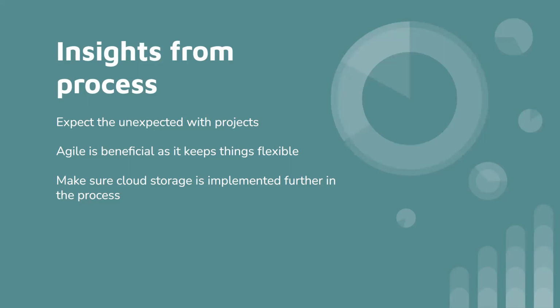Agile is beneficial because it keeps things flexible. We like having meetings constantly, so we can know where we were, know what we wanted, and know what we needed to do, especially when it comes to programming and storing information. We also want to make sure that cloud storage is implemented further in the process, because it will be beneficial to have some storage on the cloud, since it could be scalable and elastic. And communication is key. Constant meetings helped us stay on track with our goals and our needs, especially in programming and data storage.